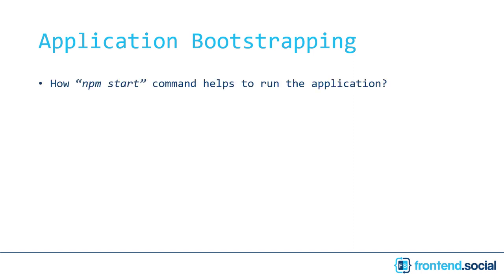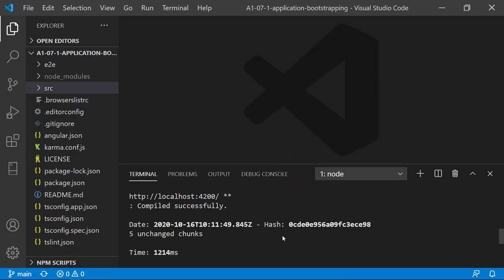Do you remember? You have to run npm start command to run Angular application. We will understand how npm start command helps to run application, and then what is the entry point. Meaning, in order to see the application, we have to somehow reference a JavaScript, which is entry point to the application. I have opened Visual Studio Code and application is running.